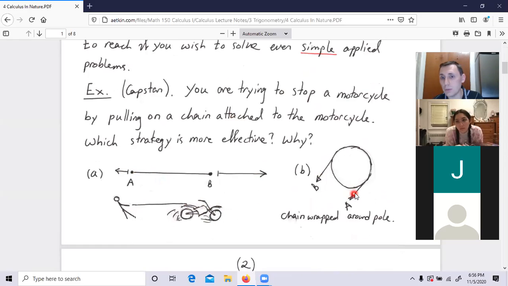But somehow you will be very effective if you wrap it around, let's say, a tree trunk. And notice you didn't tie it around. You just wrap it around. Here is you, and here is the motorcycle. You understand? So you're pulling it like this. Why are you suddenly able to stop the motorcycle this way and not before?